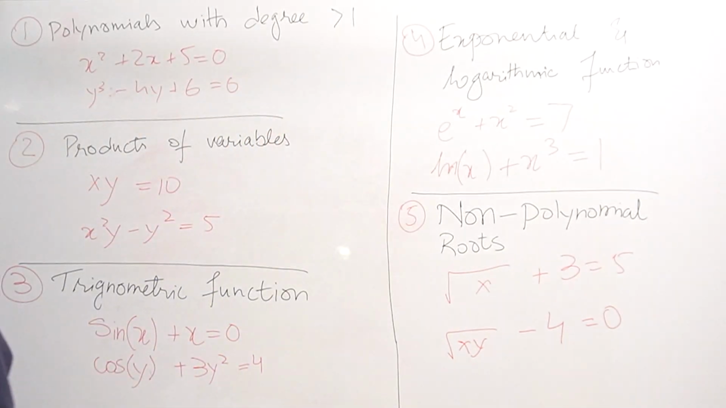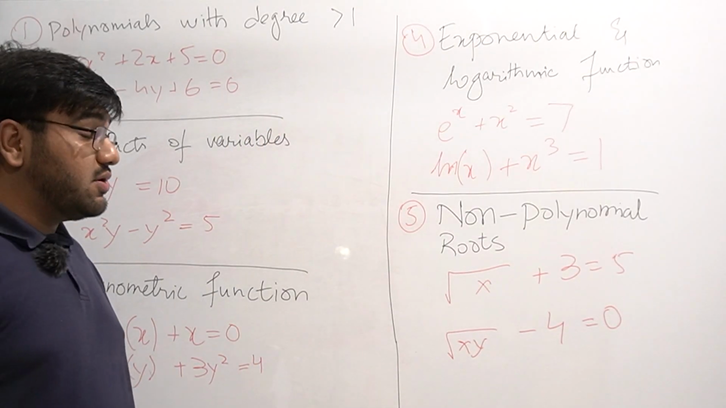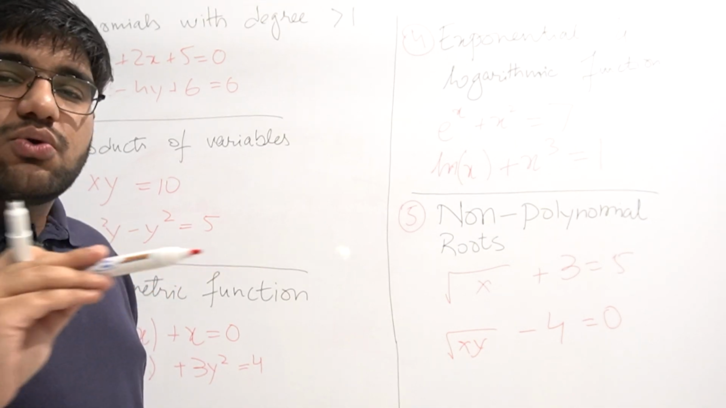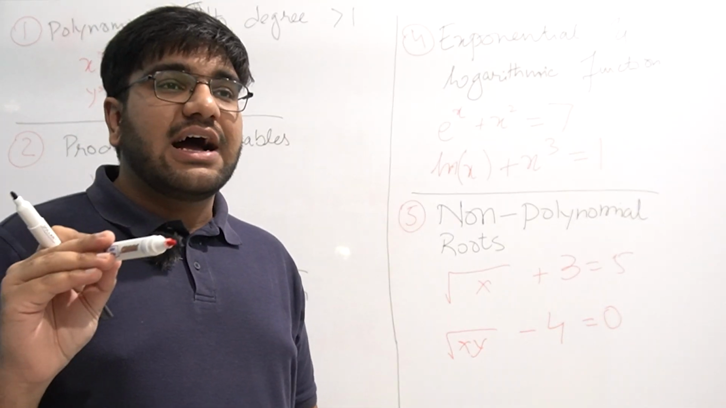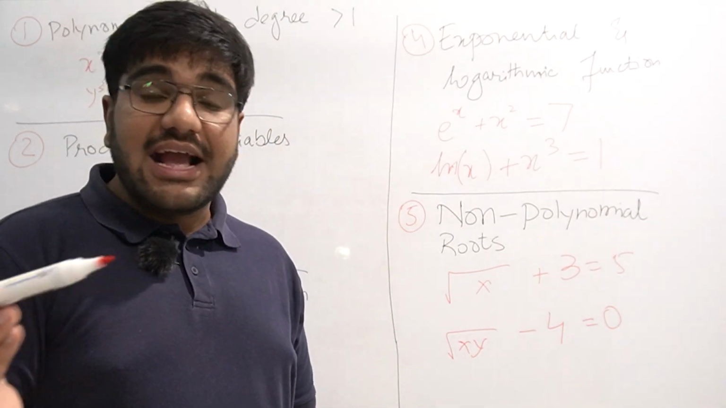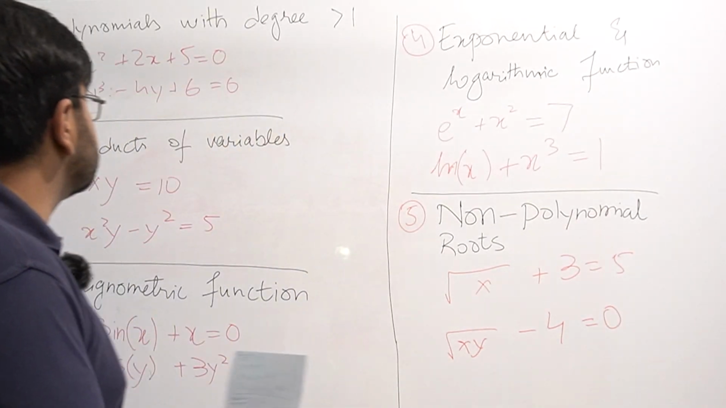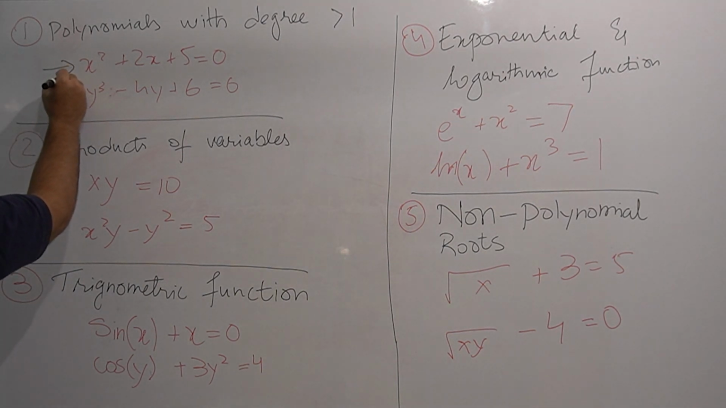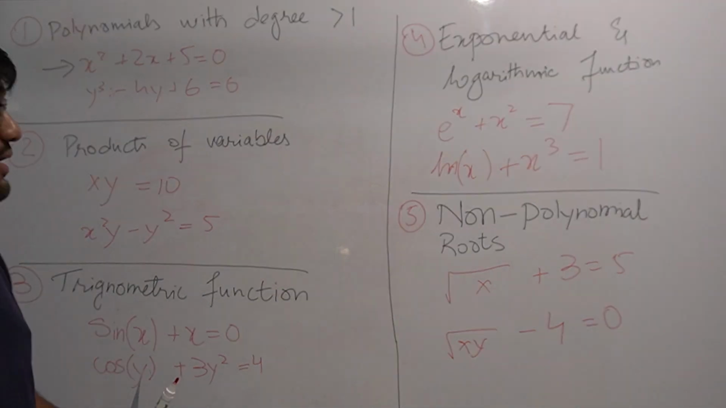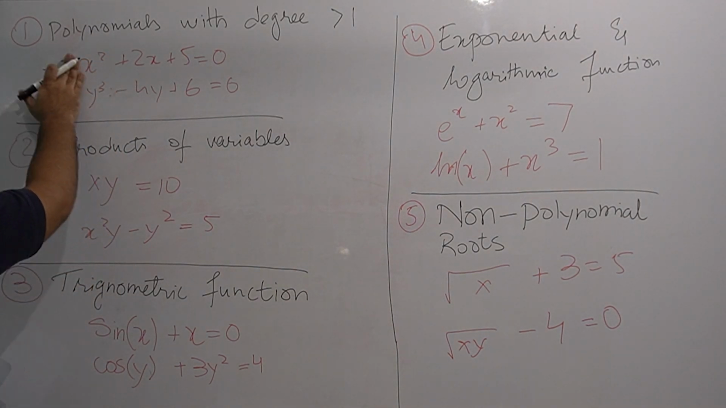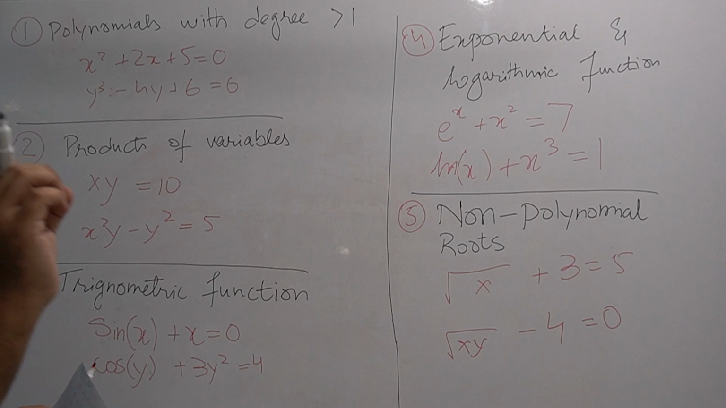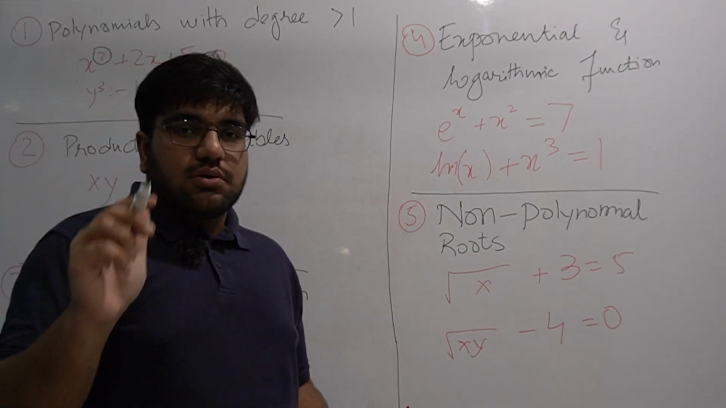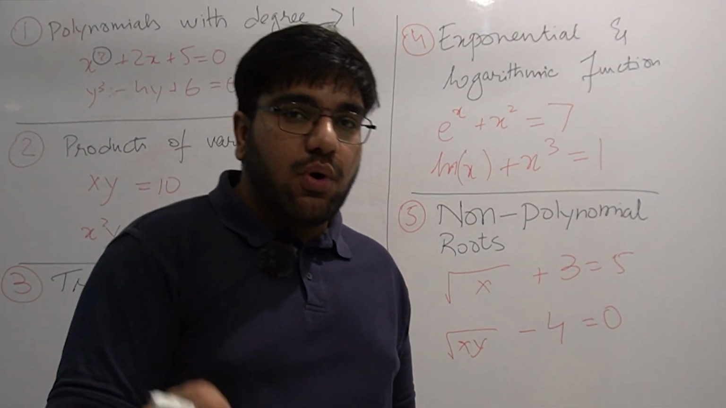The very first point is polynomials with degree 1. If you have any sort of equation with unknowns that have degree greater than 1, for example x square plus x plus 5 is equal to 0, written here like this, the part that makes it non-linear is the degree 2.